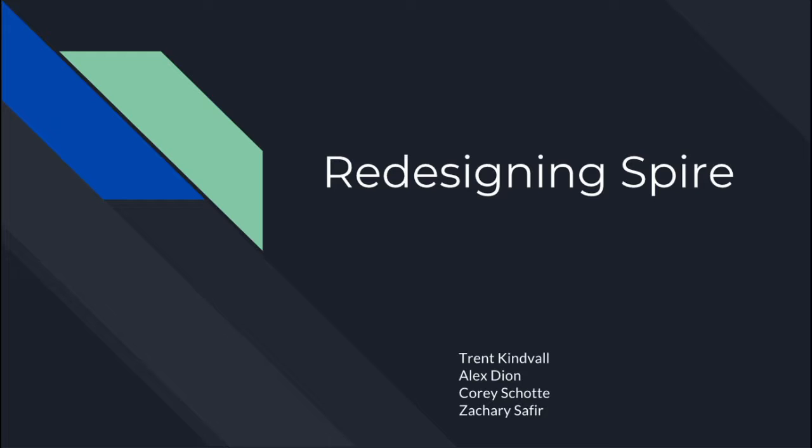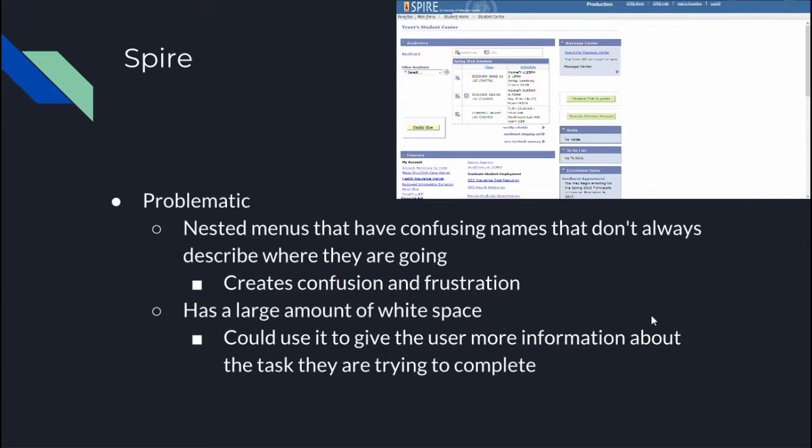This is our project, Redesigning Spire. We found that Spire as a website is generally very unappealing and problematic. The first issue we noticed were the nested menus, and they were very confusing. The names didn't always make sense, and we found that a lot of users experienced difficulty when trying to figure out where they wanted to go on the website. It creates a lot of confusion and frustration.